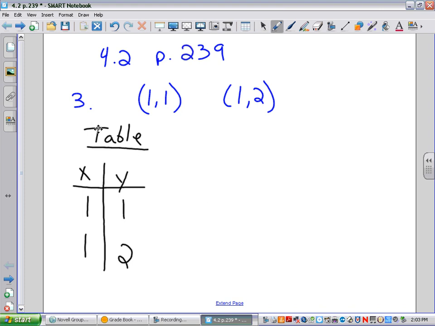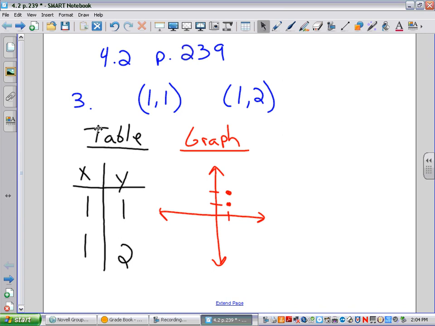Then the graph. Simply means to make a graph like this and make it fairly small so it fits on your paper. You're going to have to squeeze these into the box, right? Small. So the first point is over 1, up 1. So mark that point. And then over 1, up 2. Mark that point. And there you go. You have the graph done.